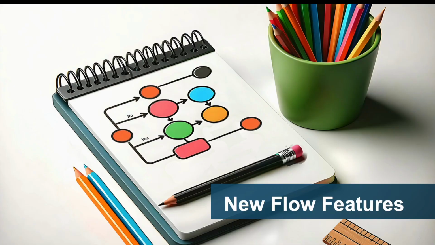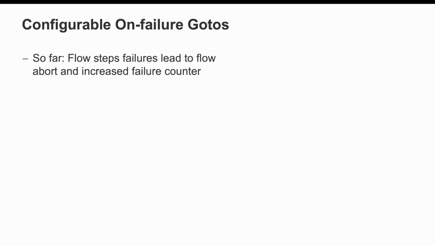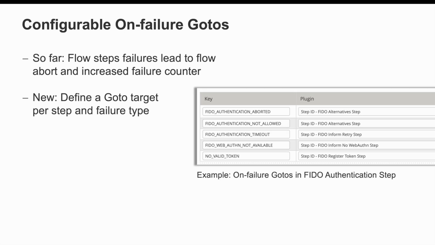This section of the video is about generic new flow features. These are features that are applicable to all flows in Airlock IAM. Let's start with the configurable on-failure go-tos feature. So far, if a flow step failed, this led to a flow abort, and if it was about an authentication factor, it increased the corresponding counter. The new feature allows to define a go-to target per step and per failure type.